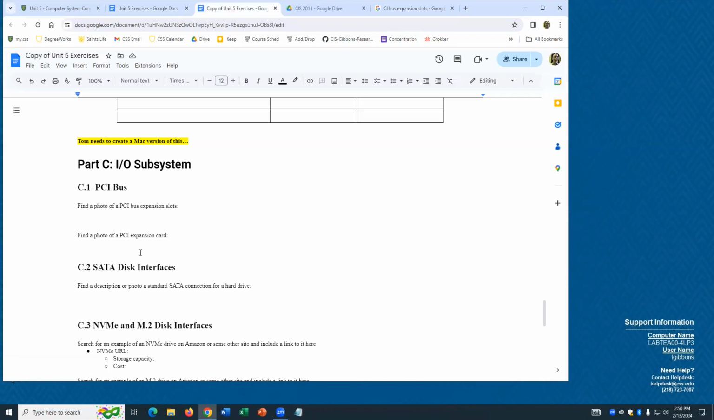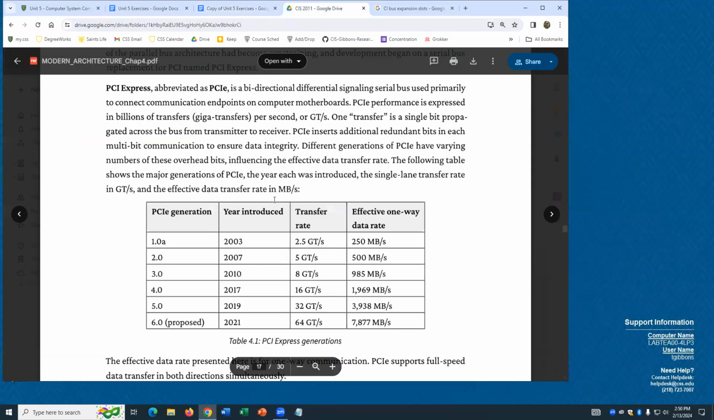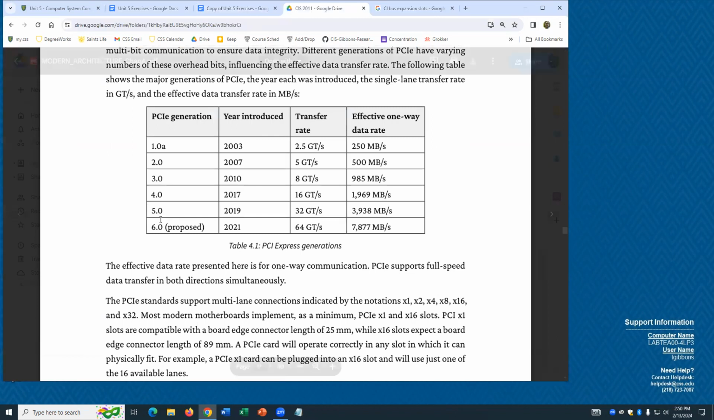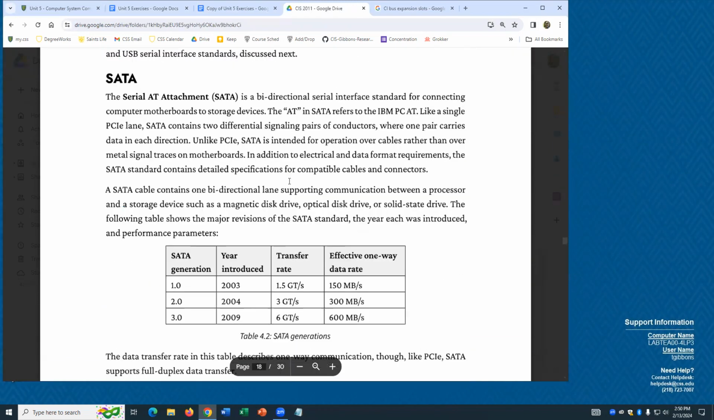So this is actually an old one, but there should be more recent versions of these PCI expansion cards. See if you can find a photo of one here. So again, different generations. We're on generation 5 of PCI stuff. We're sending data much faster back and forth. Another type of connection now, particularly for hard drives, is called SATA, S-A-T-A. And most older drives use this.